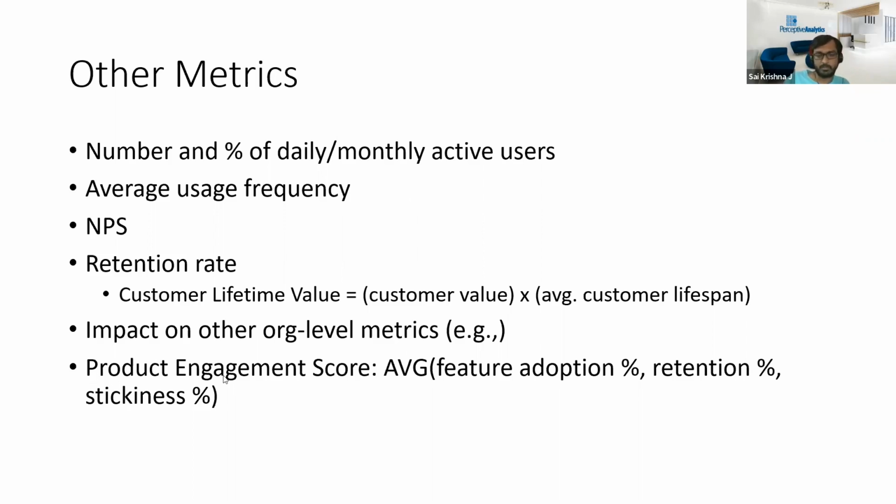And then another important metric is something called the product engagement score, something similar to the net promoter score. The product engagement score is nothing but the average of these 3 percentage values. First is feature adoption rate, then the retention rate, and the stickiness rate. Stickiness is nothing but the repeat usage that we talked about. So the average of these three metrics gives you the product engagement score, which represents how people are continuing to use your product or whether they are happy with it.